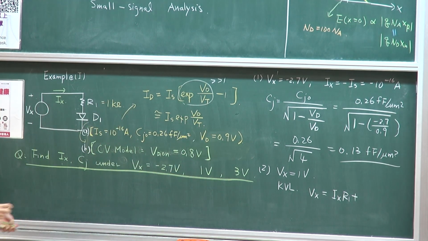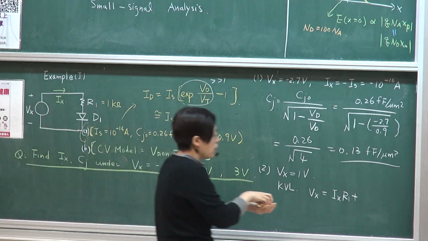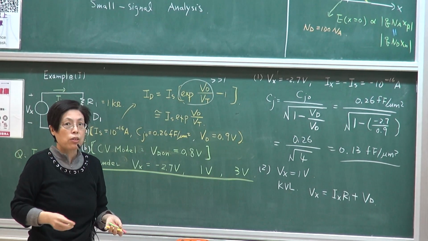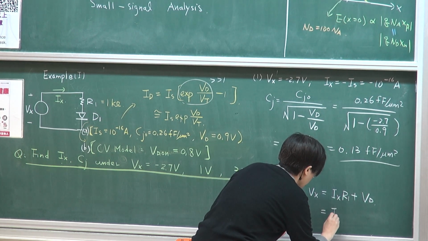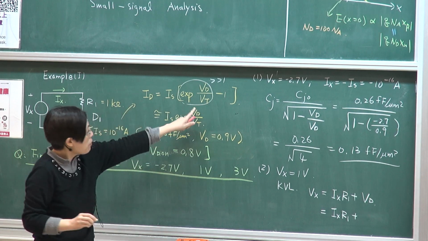So how does one express your voltage drop on the diode? You want to, so this is VD. But you want to express VD as a function of IX. So this will then become IXR1. And simply finding out VD.